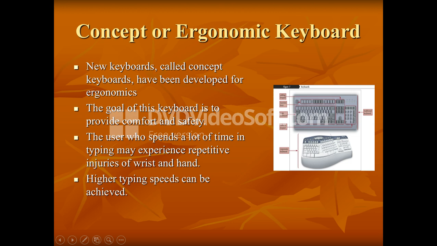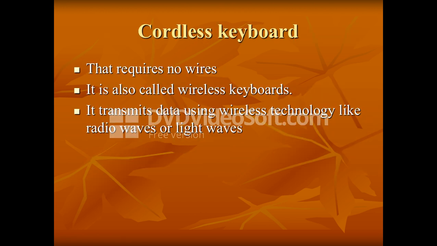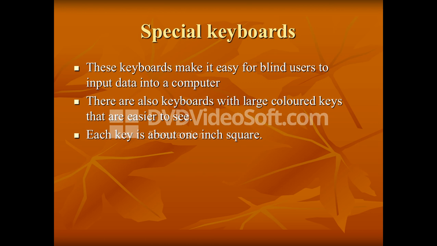Now, cordless keyboard. This one requires no wires, called a wireless keyboard. It transmits data using wireless technology like radio waves or light waves. Nowadays we are using this type of keyboard, the latest technology. Special keyboards make it easier for blind users to input data into the computer. There are also keyboards with large color keys. They are easy to see. Each key is about 1 inch square.